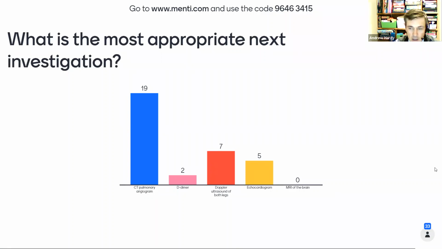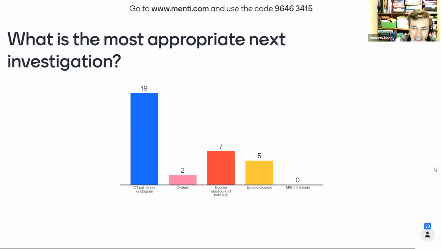ESC, the European Society of Cardiology, say that they think CTPA is the preferred option. Although there is a slightly higher dose of radiation, it's not felt to be clinically significant with the modern scanners. And BTS don't give a preference; they say that either can be used. The RCOG do say it depends on local availability. But obviously here there wasn't an option of VQ, so you have to go with the best answer, which in this case would be CTPA.